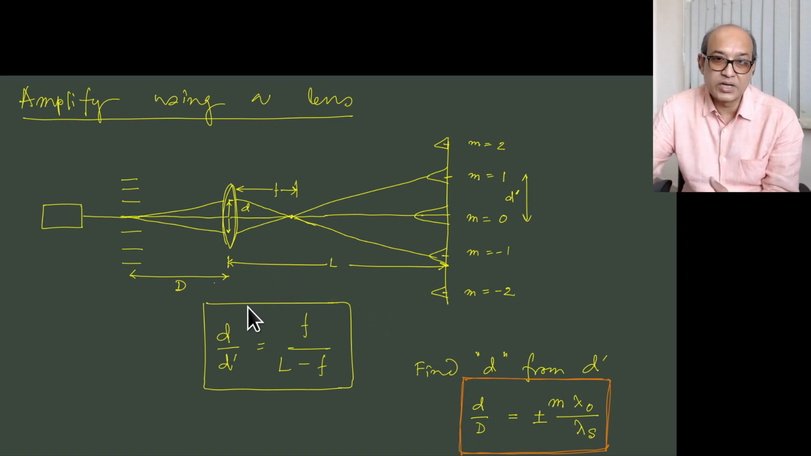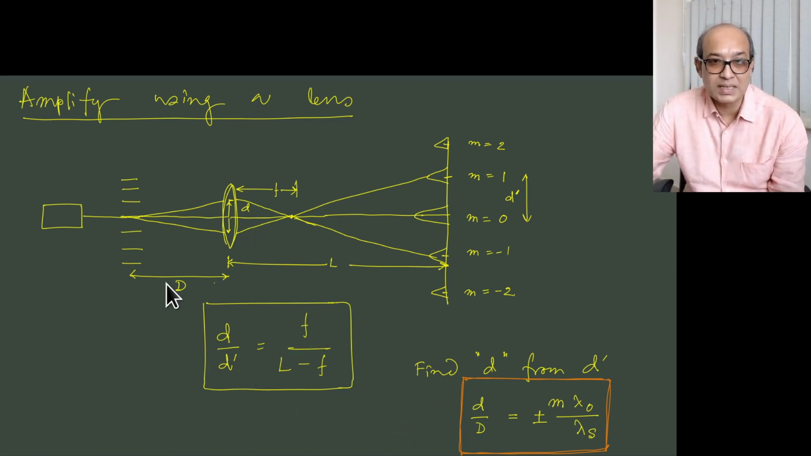Of course, we need to know the focal length of the thin lens, and from there, if we find, say, mth maxima on the screen at a distance d prime, then d, the actual distance of the mth maxima from the center, could be found using the thin lens formula.